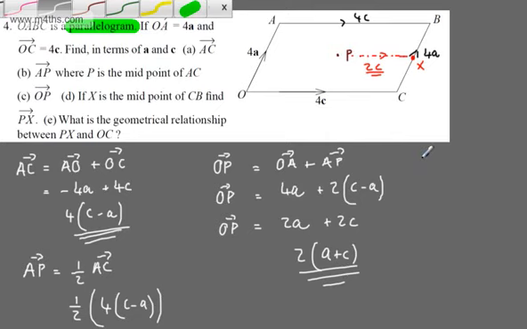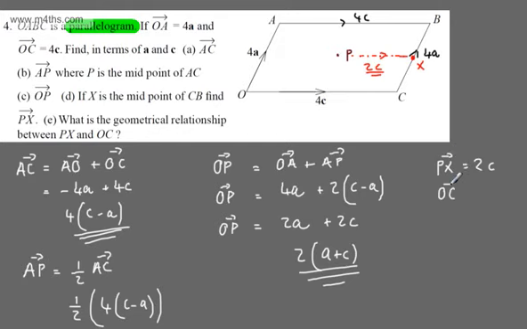So what's a geometrical relationship between PX and OC? Well, let's look at PX. PX, we know, is going to be 2C. We know that OC is going to be equal to 4C. These now are parallel vectors.